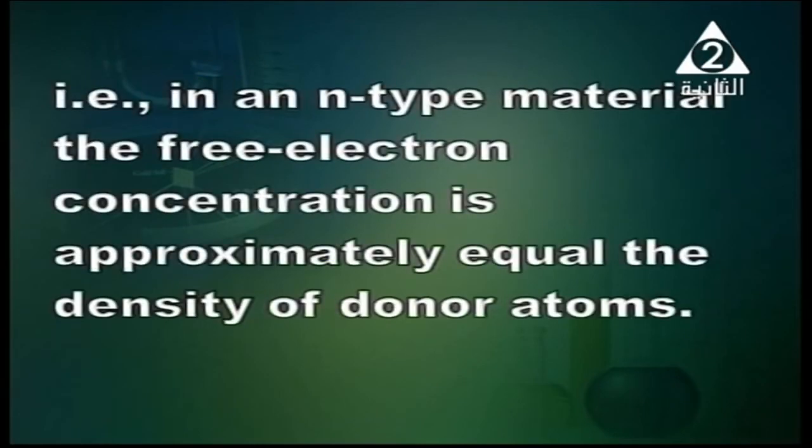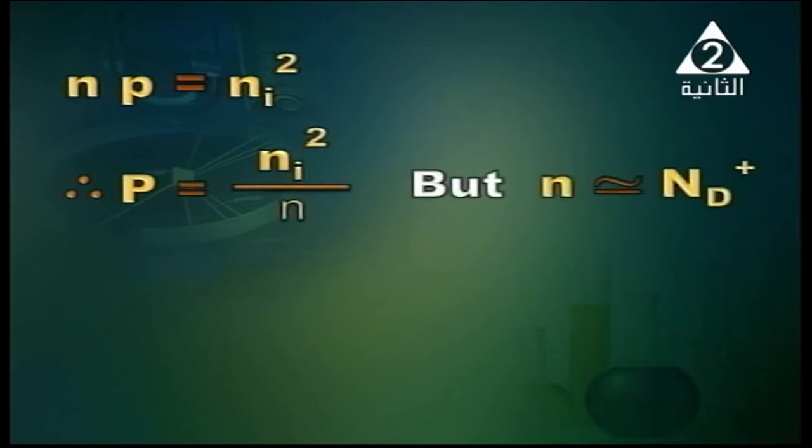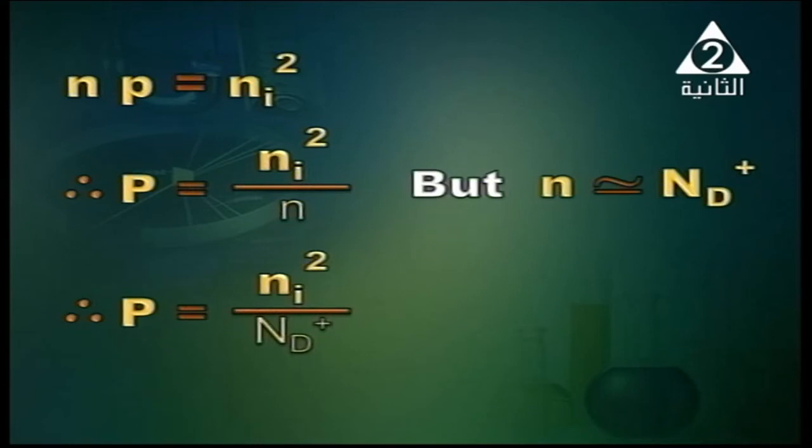That is to say, in an n-type material, the free electron concentration is approximately equal to the density of donor atoms. Mass action law: np is equal to ni squared. So we can calculate the number of p. It is ni squared over n, and n is equal to the number of positive donors. So we can say p is equal to ni squared over the number of positive donors.